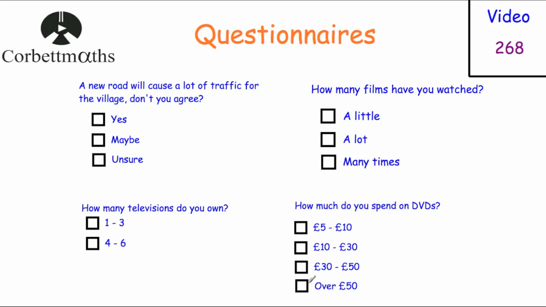Now, the good thing about these option boxes is, first of all, there is an option for over £50, but there are some problems. First of all, there's no option for below £5, so I would perhaps go 0 to £5. And then I would go £5 and a penny to £10, because another problem is they overlap.